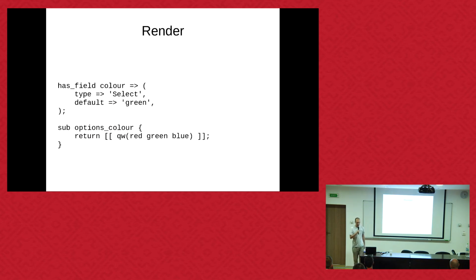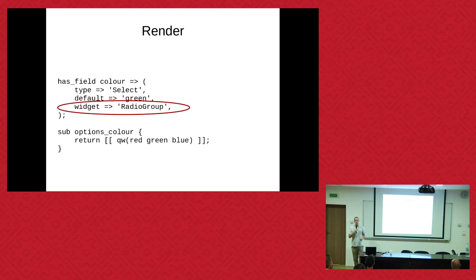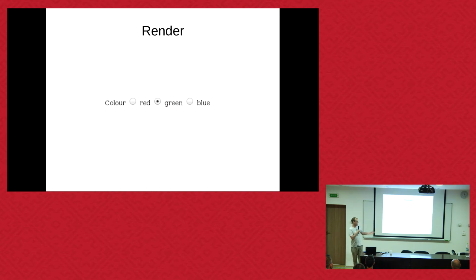So let's come back to our list of options that we saw earlier. By default, when we render this form, we see something like this. It's an HTML select list. But let's imagine we didn't want to render it that way. We can use one of form handler's built-in widgets, radio group, to output radio buttons instead. So again, it's the flexibility, one line of configuration.